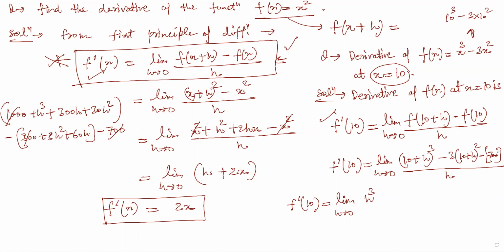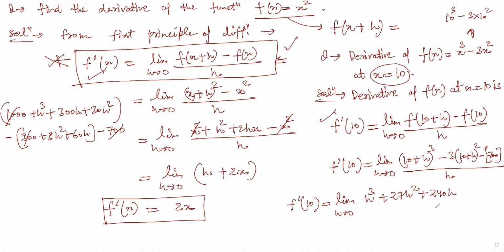तो मैं पूरा ऊपर वाला पार्ट सॉल्व करके लिख रहा हूँ बस. I'm not doing anything else. I'm just solving all of it. I'm simplifying the numerator. So this will be h cube plus 30h square minus 3h square will be 27h square plus 300h minus 60h will be 240h.